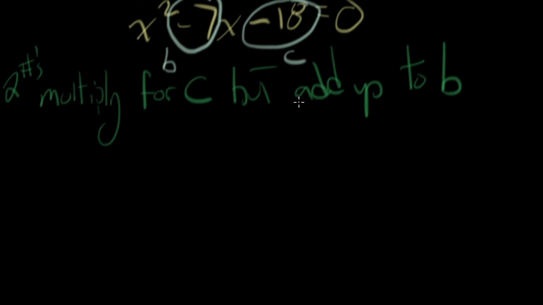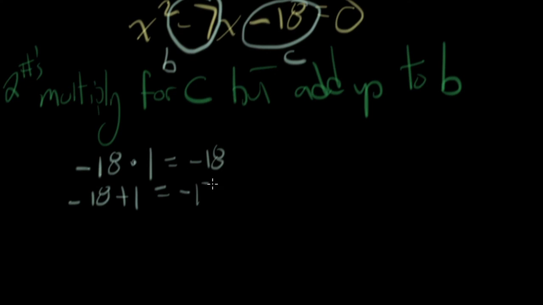Now, there's lots of different ways that teachers will show you how to do this. You can go look it up on the internet. The internet's really cool. It has answers for most things. And I'm just going to say, just try and figure it out. So think of all the different possibilities. What's negative 18 times 1? That gives me negative 18. But does negative 18 plus 1 add up to negative 7? Heck no, it adds up to negative 17. So that can't work.